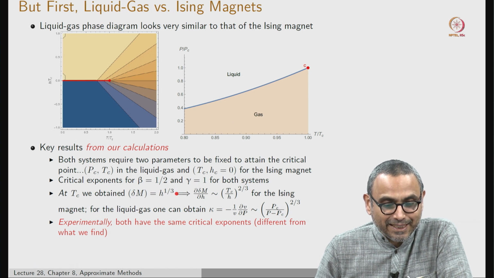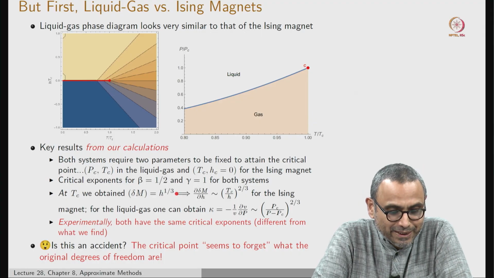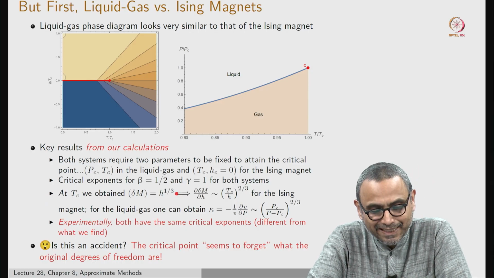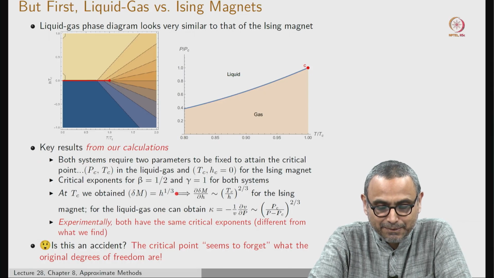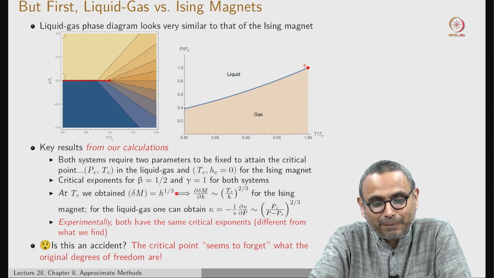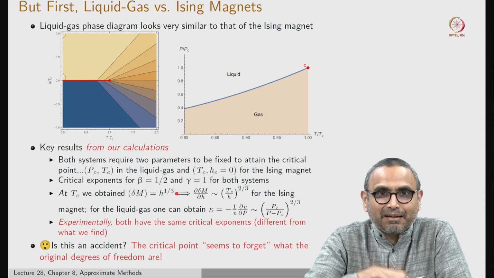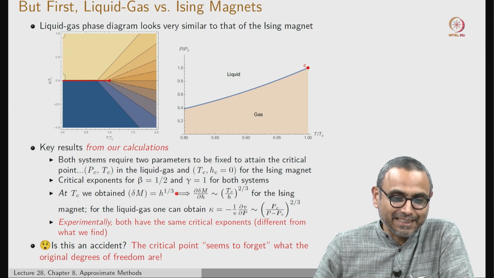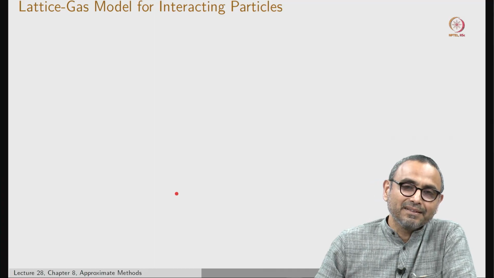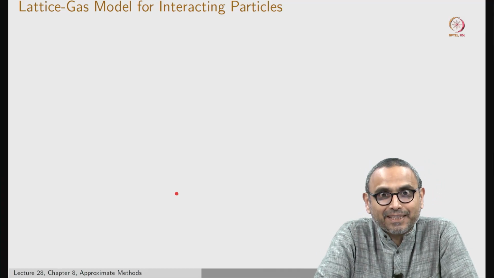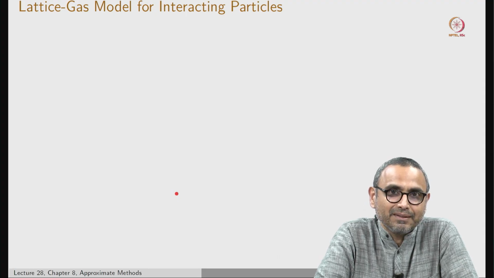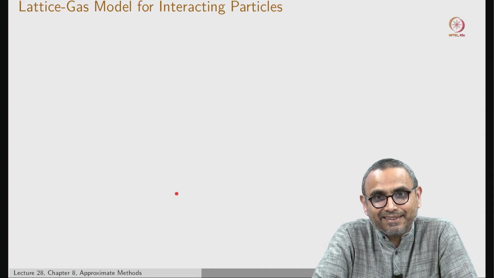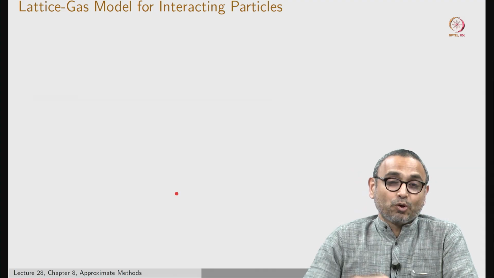Okay? So, this is what we have found so far. The natural question to ask is whether this is an accident, or more importantly, how is it that the critical point seems to forget what the system is made of, in the sense that in one case it is Ising spins sitting on a lattice, and in the other case it is particles moving in space and interacting with each other. So, how can we connect these two, or is it just an accident? What I am going to show you is that I can start with a model for the liquid gas problem, which is defined on a lattice, and I can map that problem to an Ising model. Okay, so I am going to go through that now.